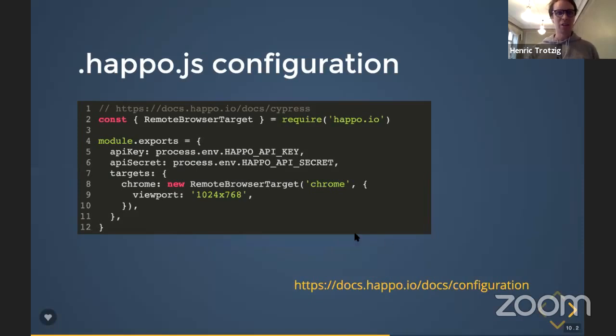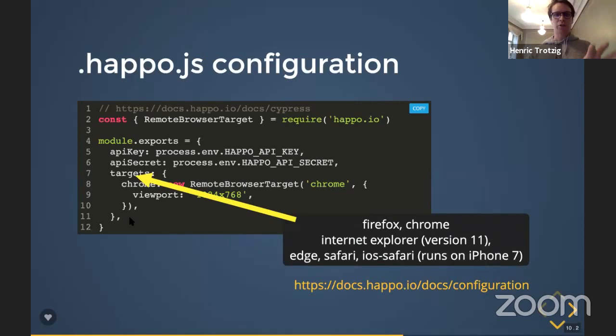What's more important, apart from setting this up, is that you also need a Happo.js configuration. This is sort of the minimal required config. You need API keys that you get through your Happo dashboard or Happo account. And then you specify the targets that you want to take screenshots in. In this case, we're just adding Chrome, but you can add Firefox, IE11, Microsoft Edge, the old Edge, not the Chrome version. There's Safari and then iOS Safari that runs on an iPhone. So there are a couple of different targets.